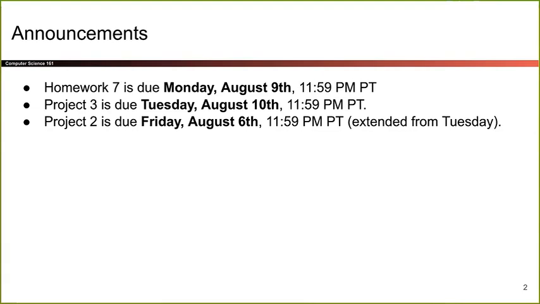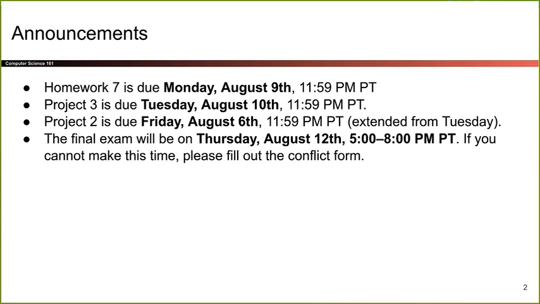There's a project. It was supposed to be due Tuesday, but we've extended it to Friday because it seemed like people were feeling stressed out about it. So hopefully that gives you a bit of extra time to finish your design. This does mean projects 2 and 3 kind of overlap, but again, hopefully project 3 is short enough that this will work out.